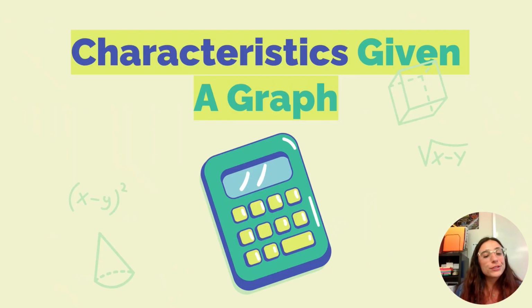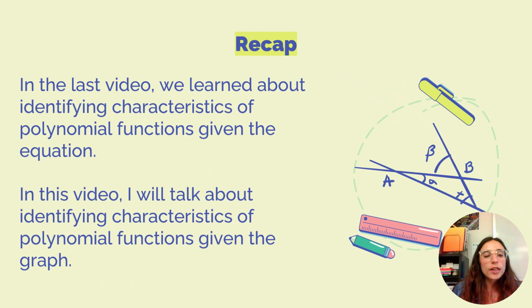We're going to talk about characteristics given a graph. So in the last video, if you remember, we talked about characteristics given an equation. So I would give you an equation and you would be able to find the degree and the end behavior. Those are the two really important things. In this video, we're going to talk about if I give you a graph, can you identify degree, end behavior, sign of the leading coefficient, all of those things.